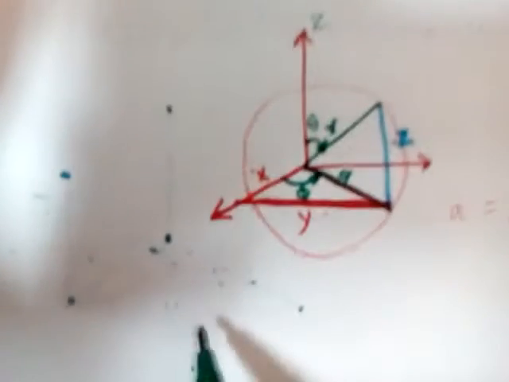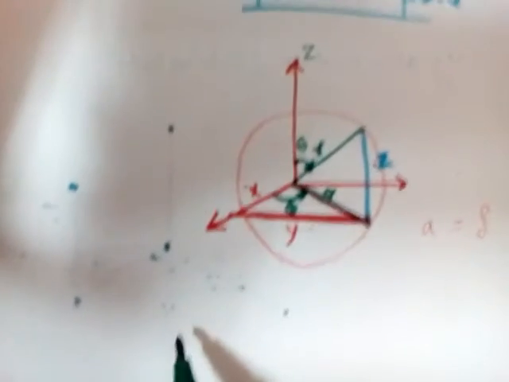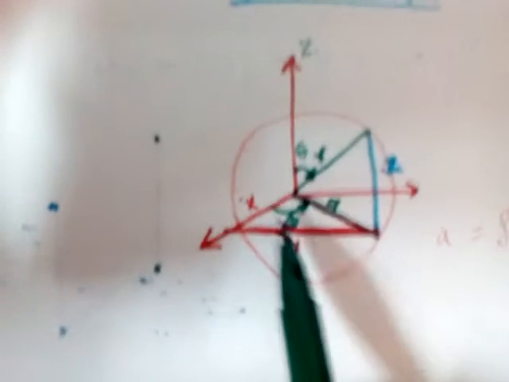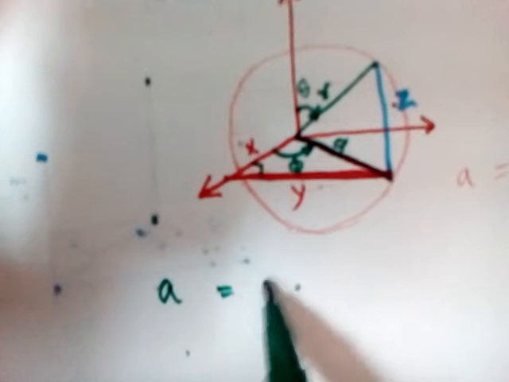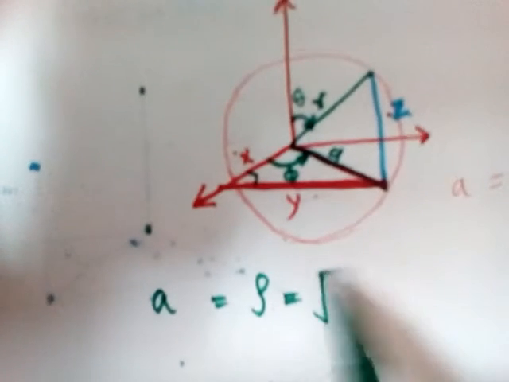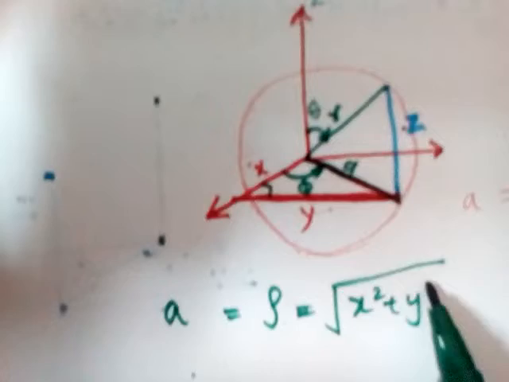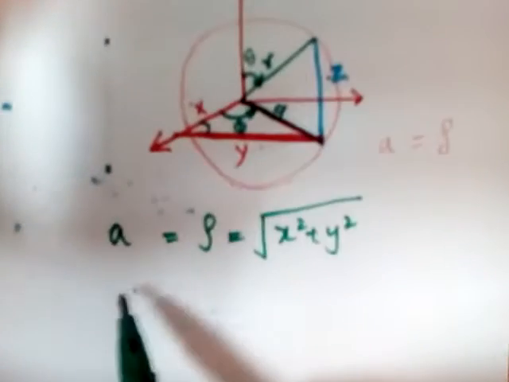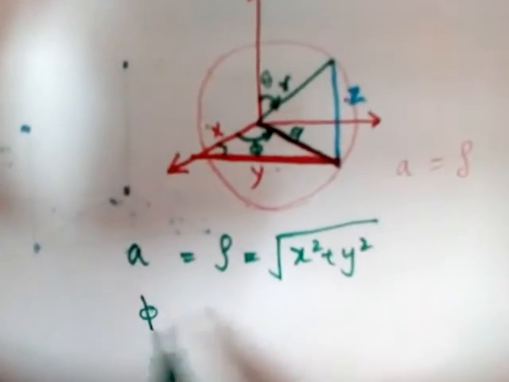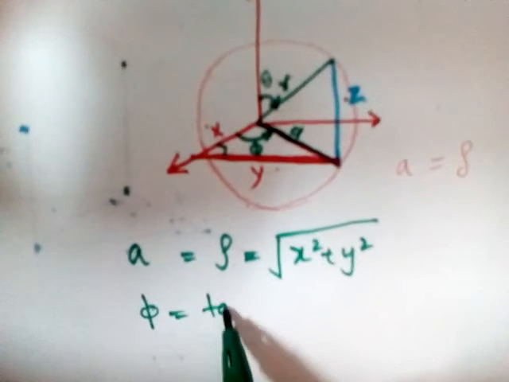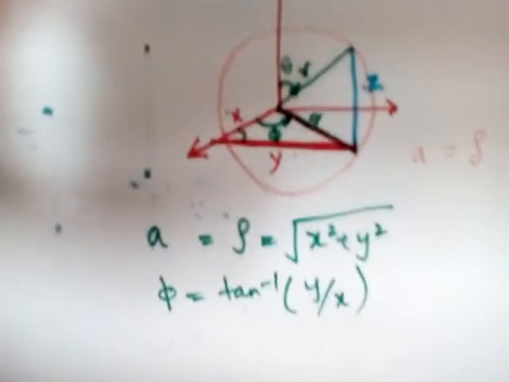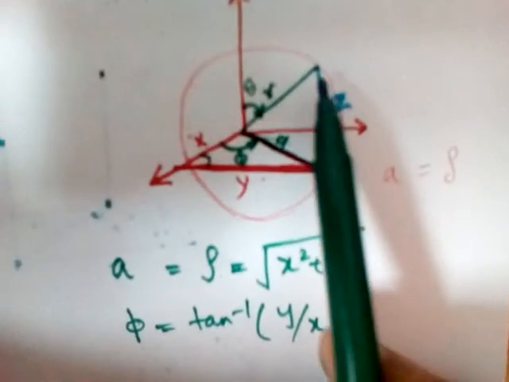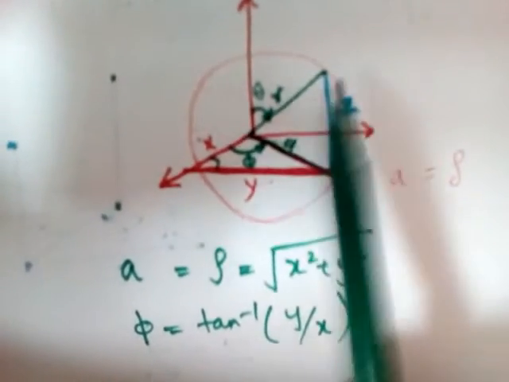Let's find out. What's r? Before we find out r, we need to actually find out what's A, and we know that. We know A is equal to rho is equal to under root x squared plus y squared. We also know that phi is equal to tan inverse y by x. Now what we don't know is r, so we got the base, we got the height. All we need is the hypotenuse.